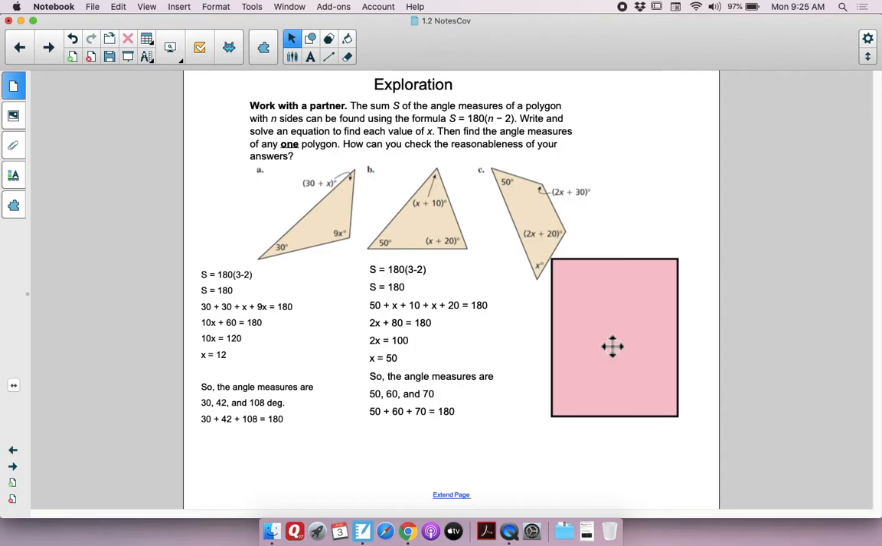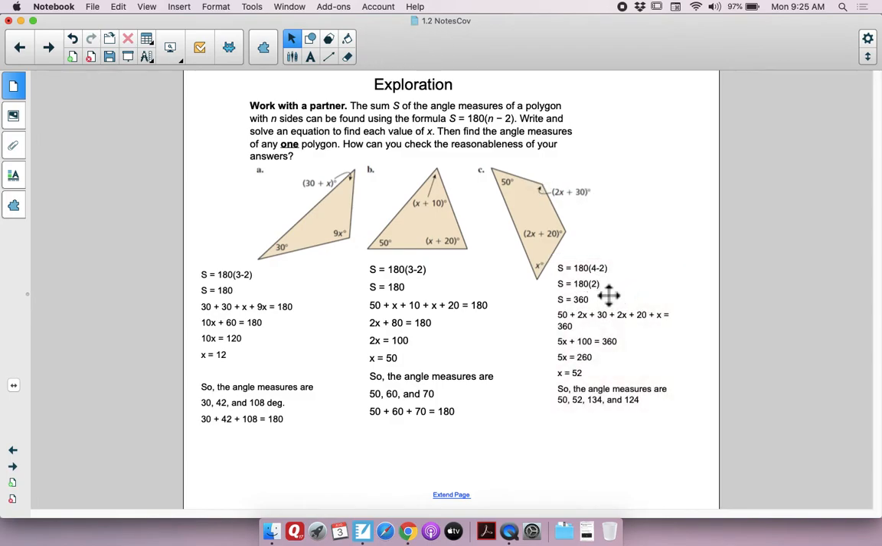Okay, think about this one. This one's going to be a little different. The sum of the angle measures is not going to be 180 because this is what we call a quadrilateral, a four-sided polygon. And if you plug into the formula, 4 minus 2 is 2, and so 180 times 2 is 360. So these angle measures add up to 360, and you can see how they went through that. So hopefully you got those correct. All right, let's move on.